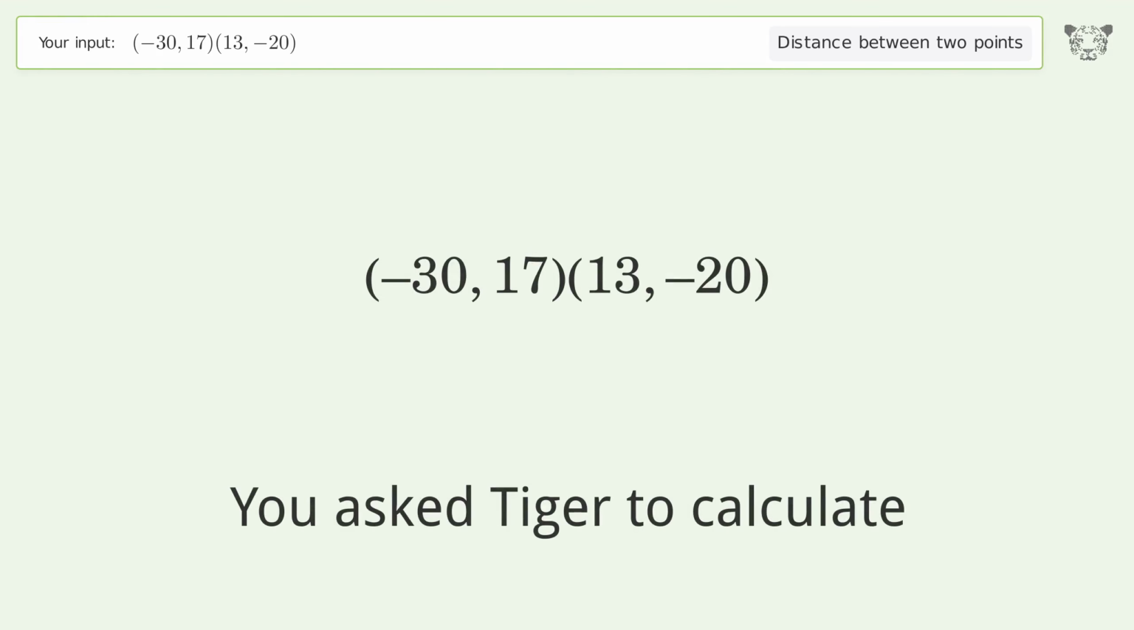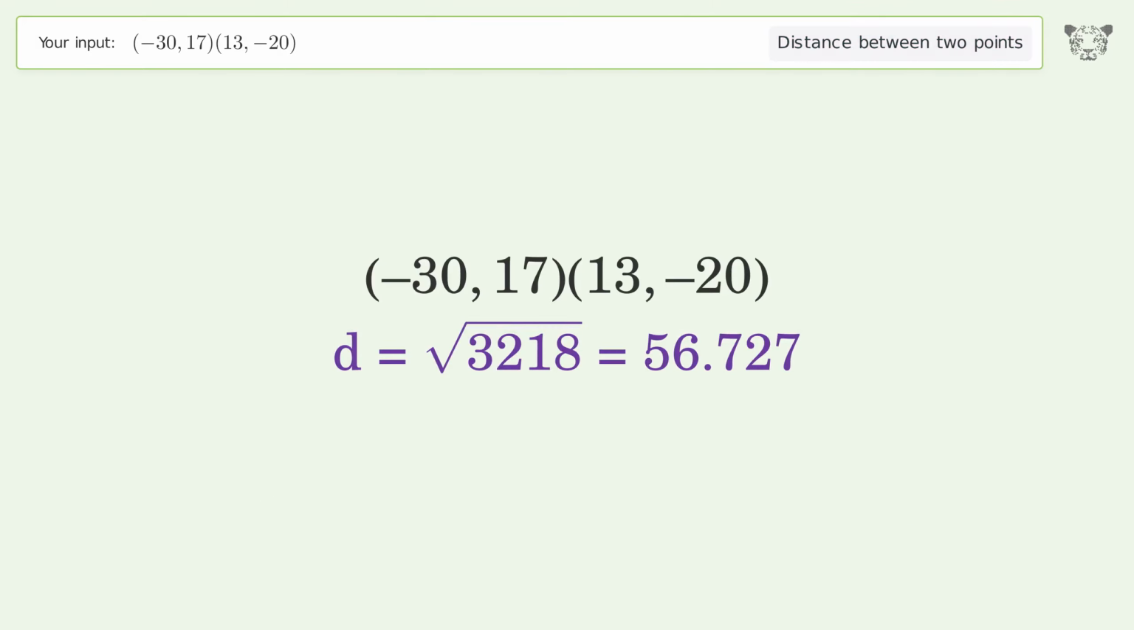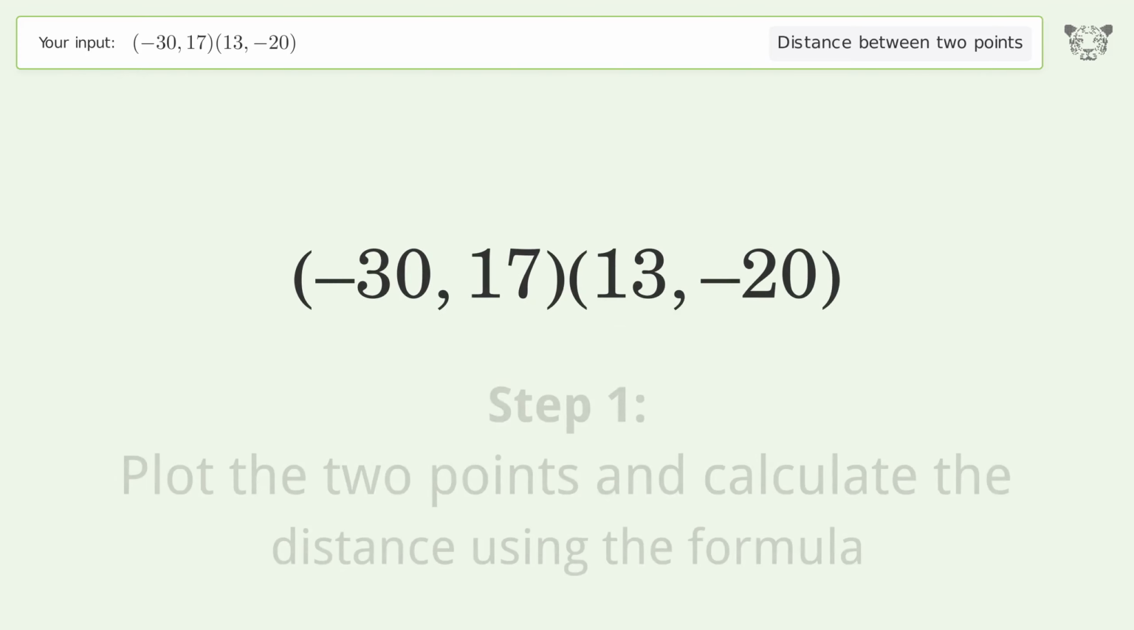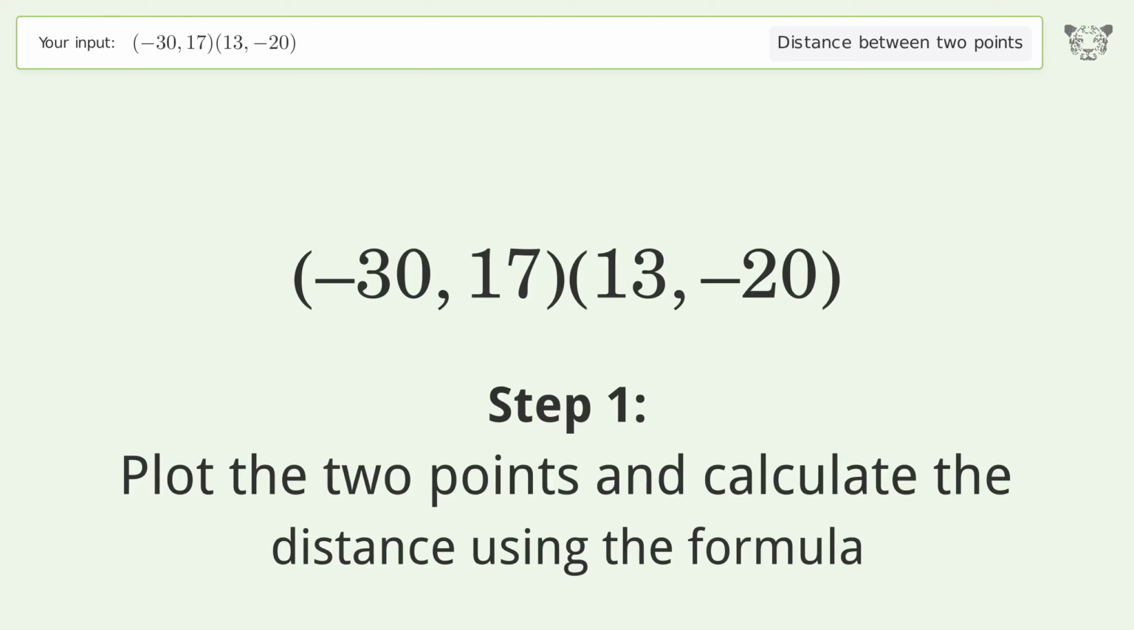You ask Tiger to calculate. This deals with the distance between 2 points. The distance between the 2 points is the square root of 3,218, or 56.727. Let's solve it step by step. Plot the 2 points and calculate the distance using the formula.